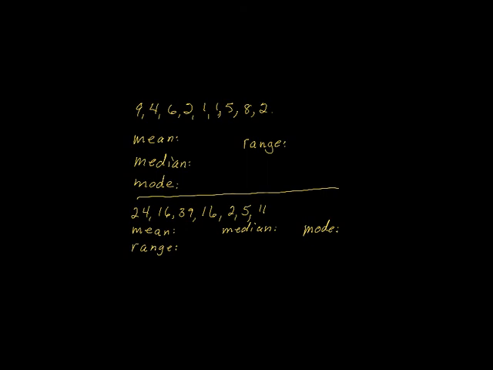Okay, so here are your practice questions. 9, 4, 6, 2, 1, 1, 5, 8, 2. Let's pretend those are spelling test results or something like that. I'd like you to calculate the mean, the median, the mode, and the range. Okay. For this group of numbers down here, 24, 16, 39, 16, 2, 5, and 11, I want you to calculate the mean, the median, the mode, and the range.